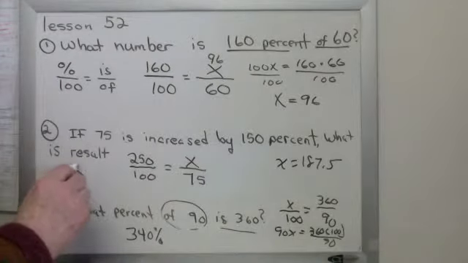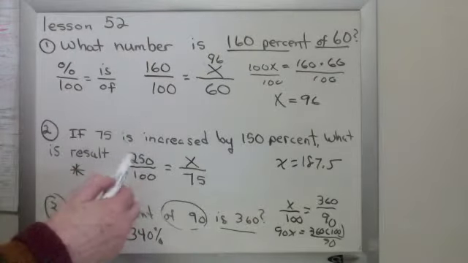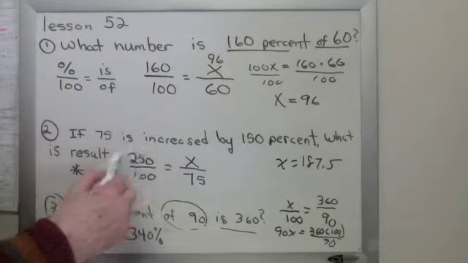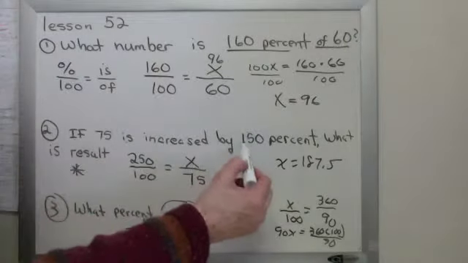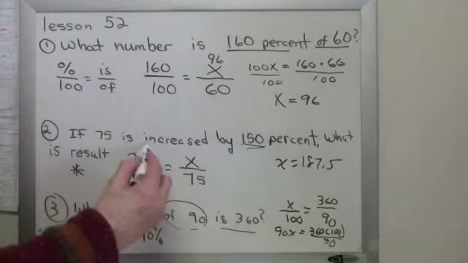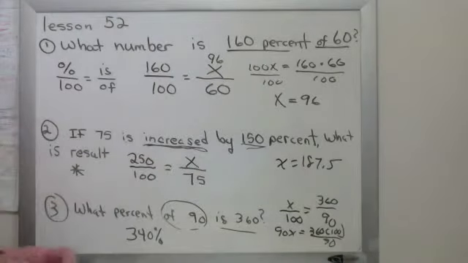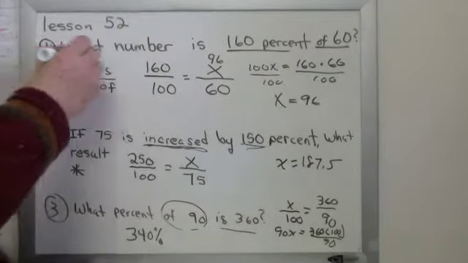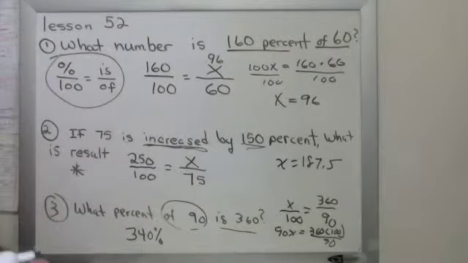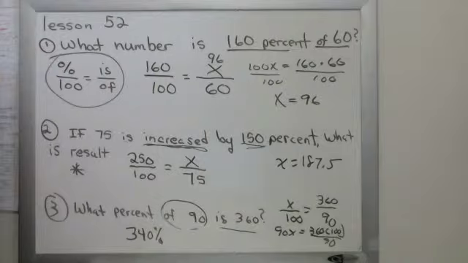This one's a tricky one because it wasn't obvious that you had to use 250 when they gave you 100%. So if a percent is increased, remember you have to add 100 to whatever is increased by a certain percent. And if you do that, this method always works. So percent over 100 is over of. Good luck.